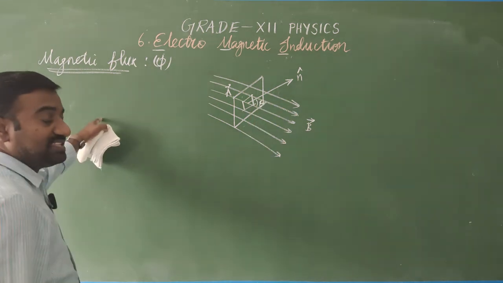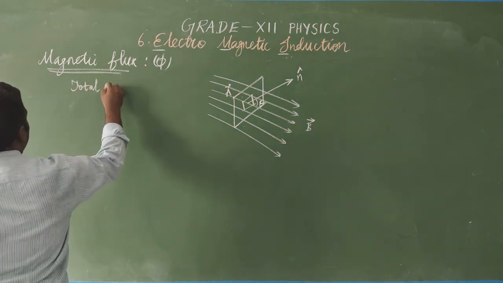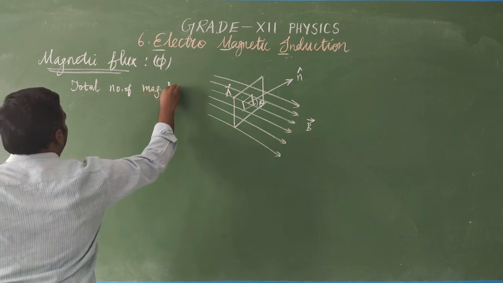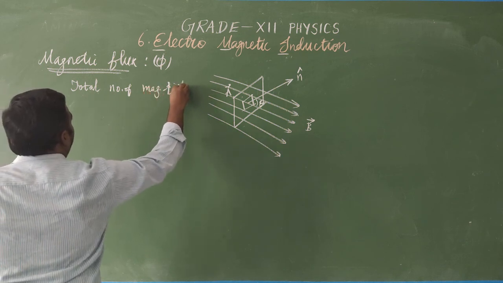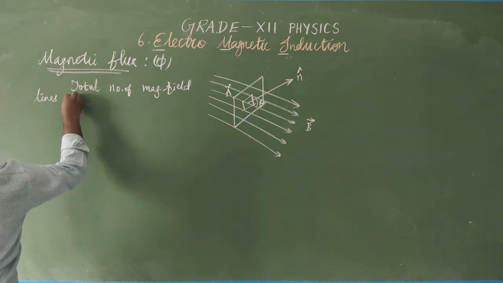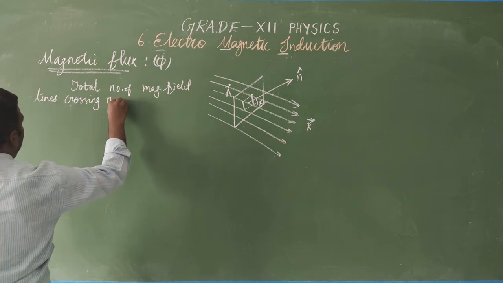So the flux is nothing but the total number of field lines. Flux is nothing but the total number of magnetic field lines crossing normally the surface.